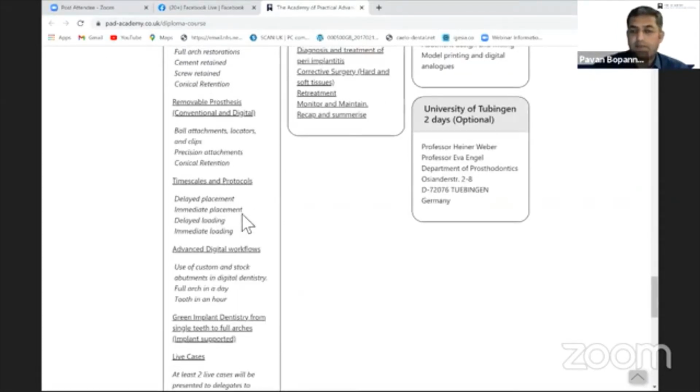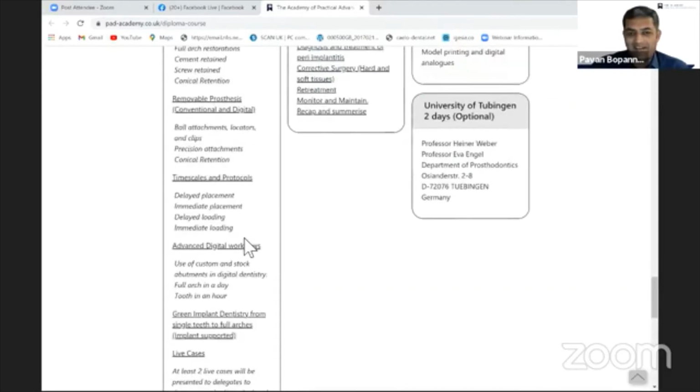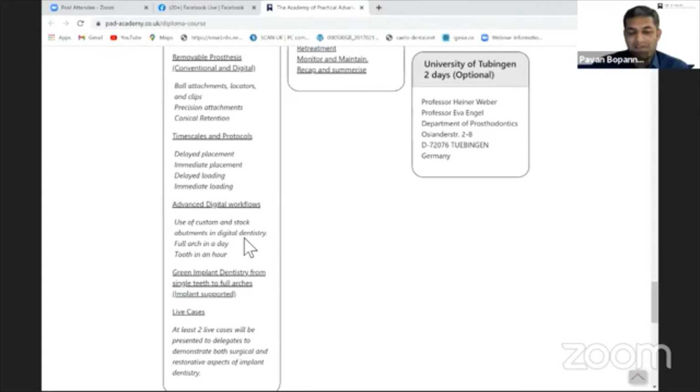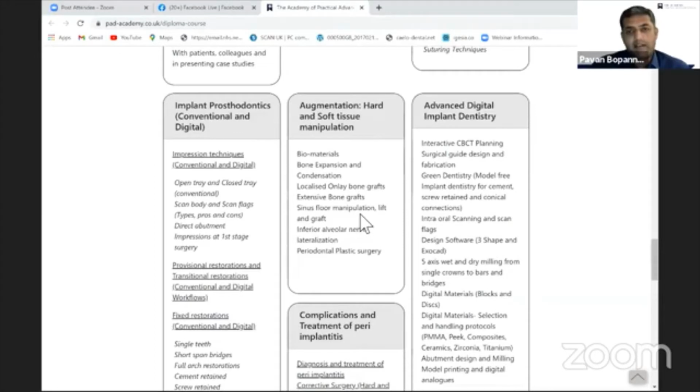Advanced digital protocols will also be explained, and we'll show you how you do these full arch in a day and tooth in an hour and that kind of thing. We will arrange for live cases for you to come and watch us, and at least 2 definitely before you finish the course, but we aim to do more. Okay. And again, green implant dentistry without models. Module 5 is augmentation, hard and soft tissue manipulation.